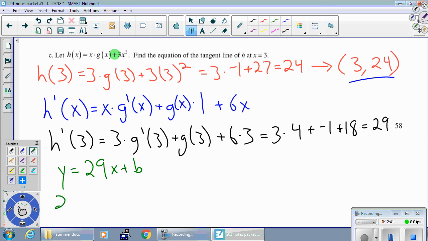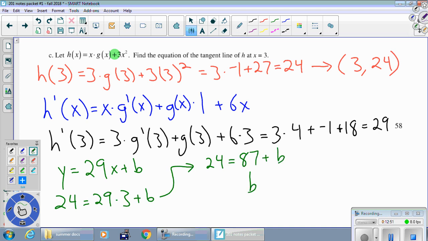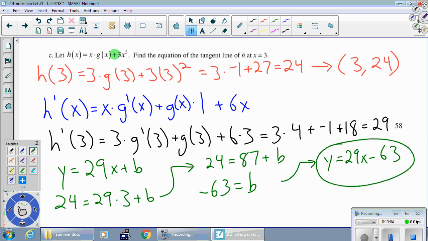So the y becomes 24 equals 29 times the x is 3 plus b. 24 equals 87 plus b. So b is -63. And so then our final answer, y equals 29x minus 63. That's the equation of the tangent line.